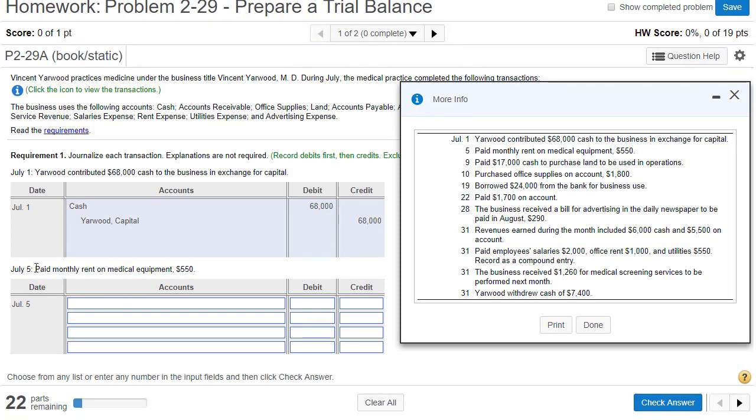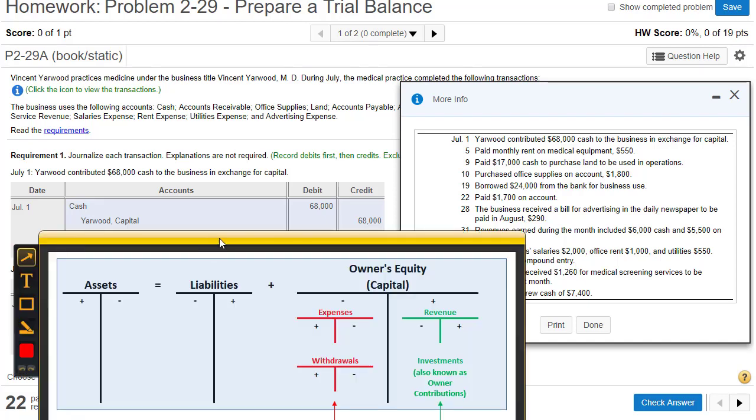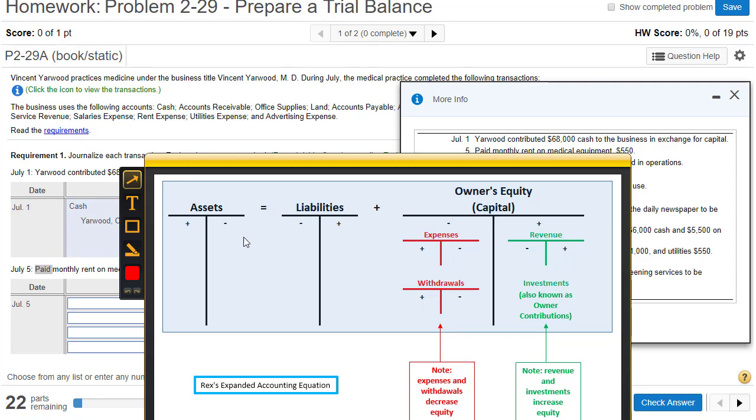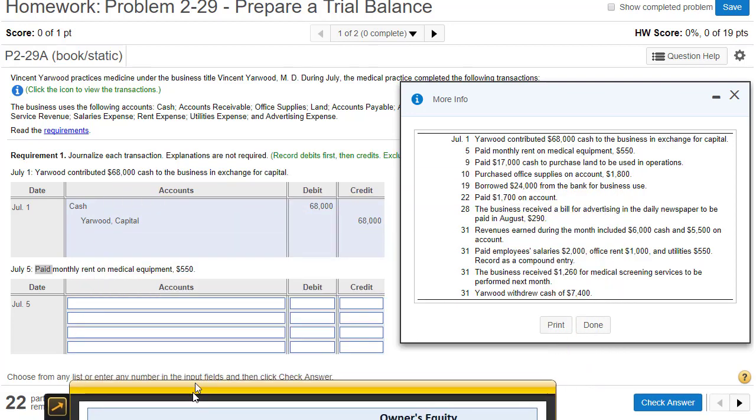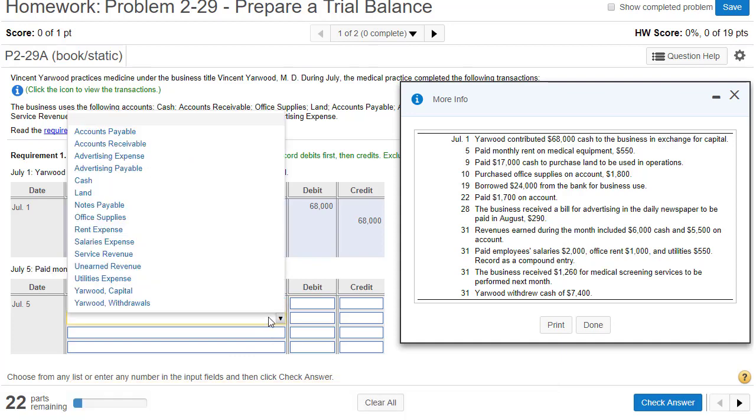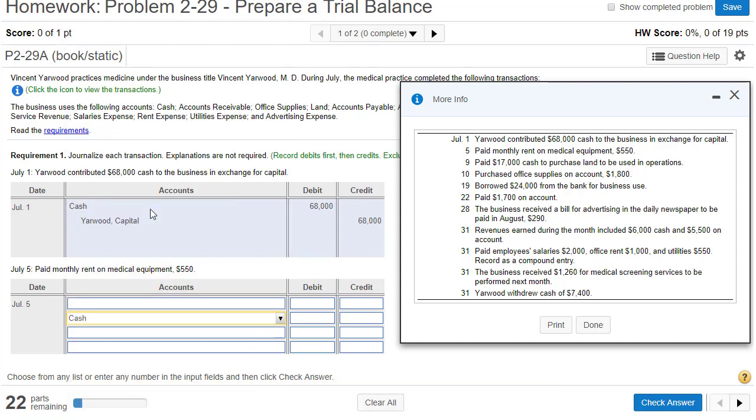Okay, on July 5th, paid monthly rent on the medical equipment, $550. So since it said paid, that means this company is paying. And if this company is paying, cash is going to go down. So cash will be the credit account. So we're going to skip the first line because that's the debit, and we're going to lower cash, and it is $550.